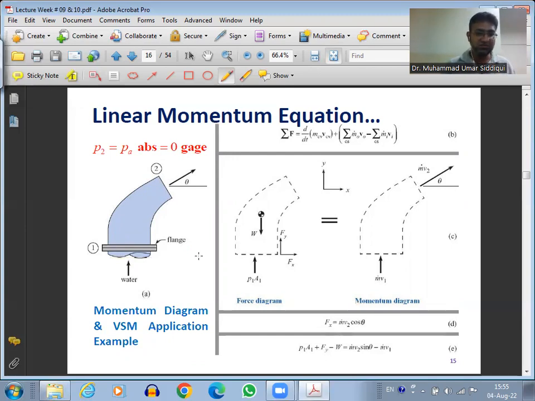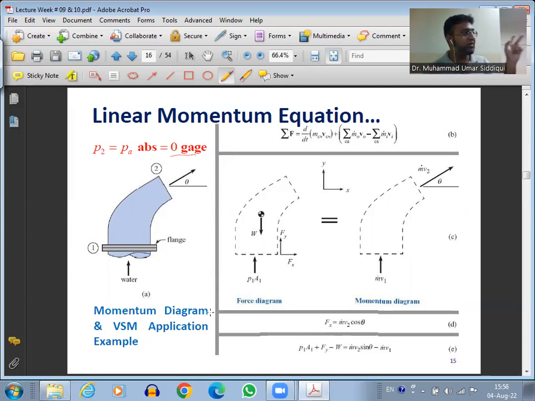So let's say that we have this situation that water is passing through the pipe bend, and it is going into the atmosphere. It will be zero gauge pressure. So the first thing is that we draw the free body diagram.